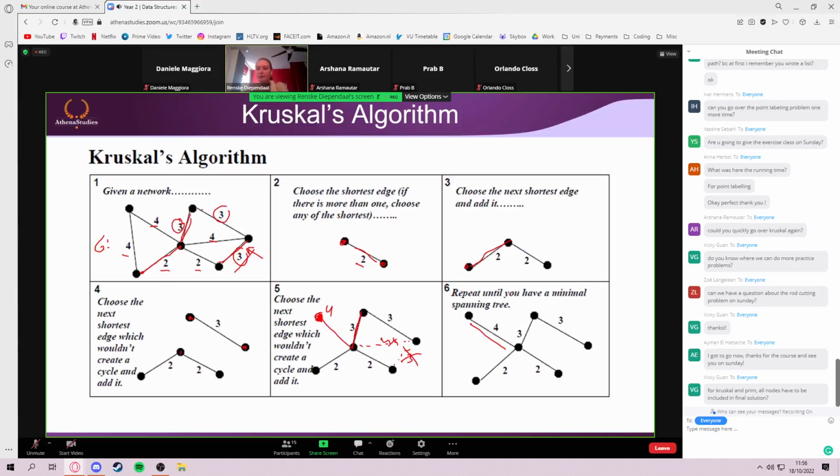So question for Kruskal and Prim: all nodes have to be included in the final solution. Yeah, because a minimal spanning tree always has all the other nodes as well. So it's sort of like a subset of the edges that you pick. Okay, any more questions?